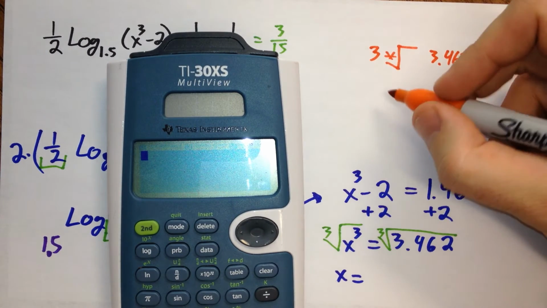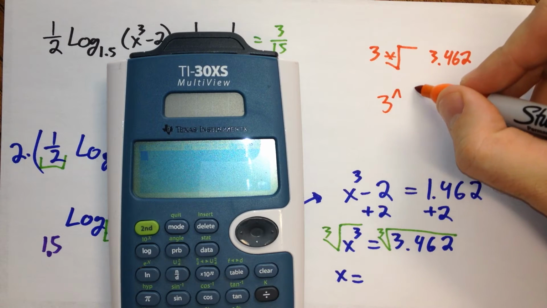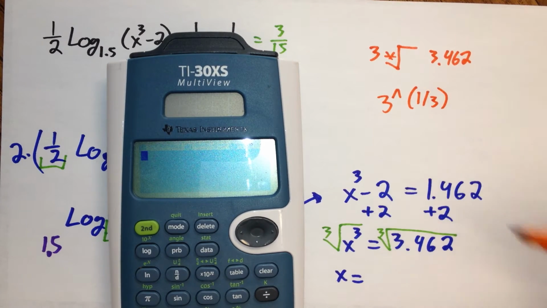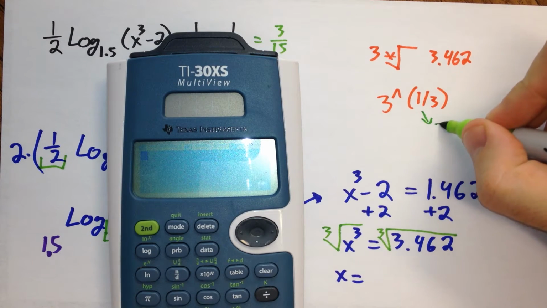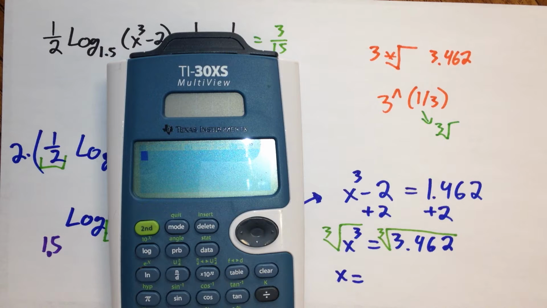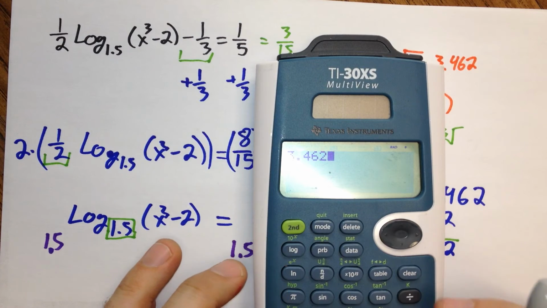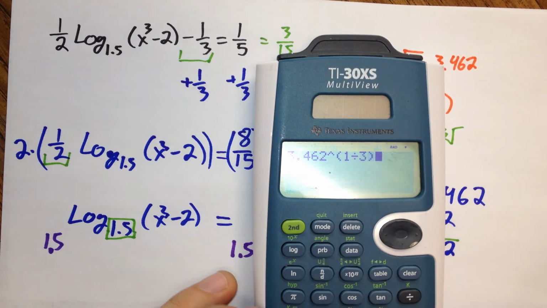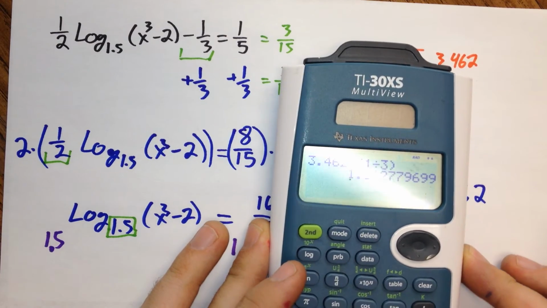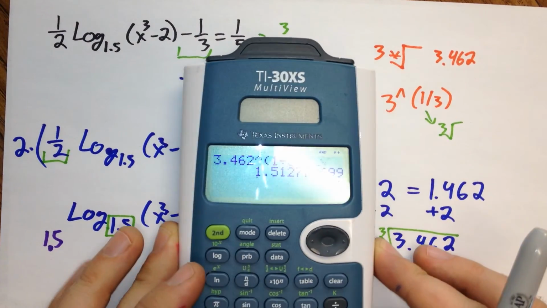I'm going to raise 3.462 to the 1/2 power. And why 1/2 power? Because the 1/2 power is the same as the square root. We'll go into this in much greater detail in just a few weeks as we start talking about exponents and how to work and manipulate with them. But for now, I'll just take my 3.462 and I will use my caret, and then I'll put a 1/2 and I'll hit enter and see what I get for my answer. And for my answer I get 1.512.